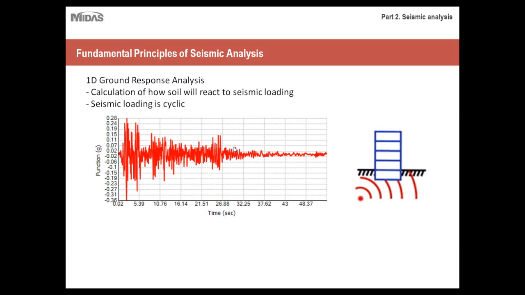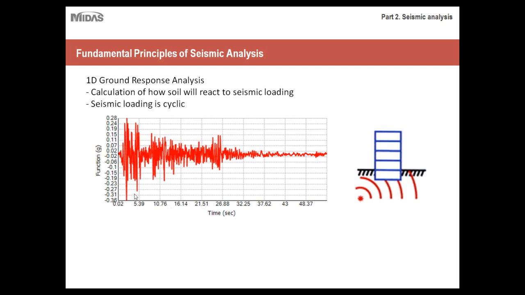Okay, so now let's get into just the calculations of seismic analysis itself. First, let's talk about 1D ground response analysis. Essentially, 1D ground response analysis is the analysis of how soil responds to cyclic loading or seismic loading. As I mentioned before, seismic loading is very cyclic. So here we have a time history graph.